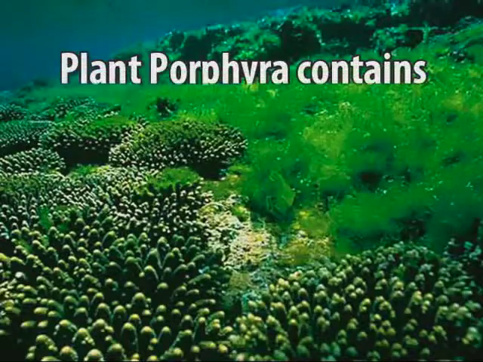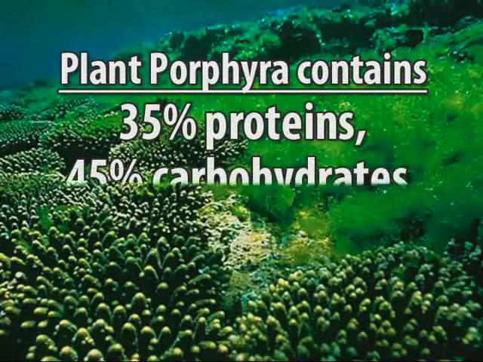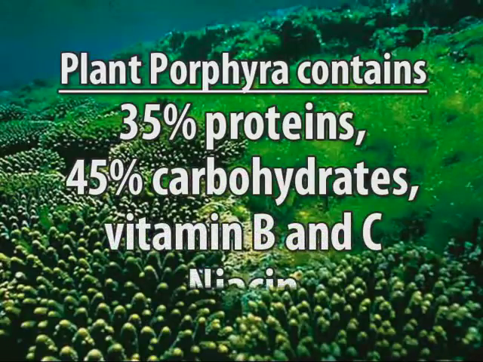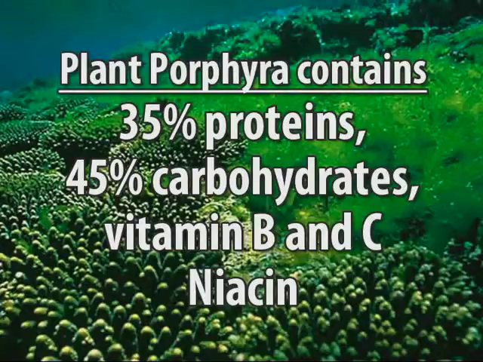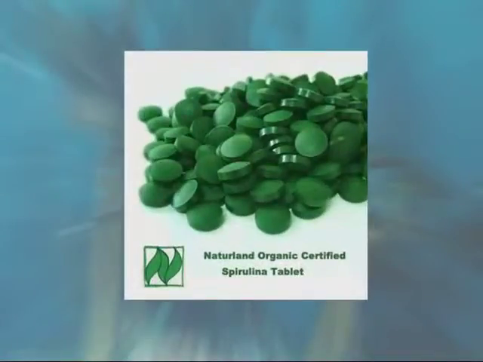In addition to this, another alga, Porphyra, has in it about 35% proteins, 45% carbohydrates, vitamins B and C, and niacin, which is an important source of the food that is consumed by us regularly. That obviously means algae can be used as a replacement for those sources where the vitamin, protein, or carbohydrate content is lesser than the content that we have seen in such algae.